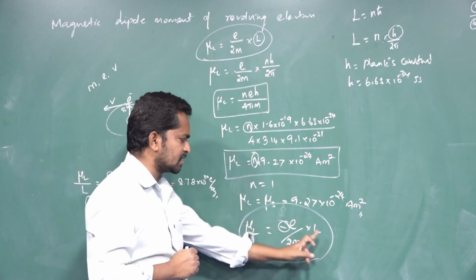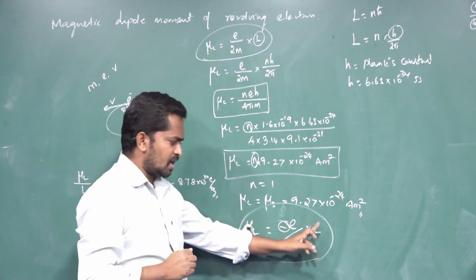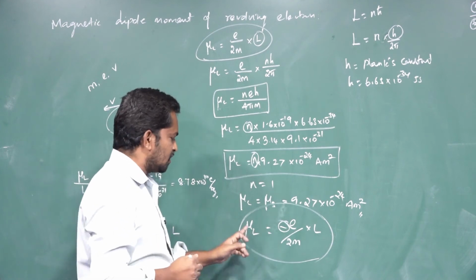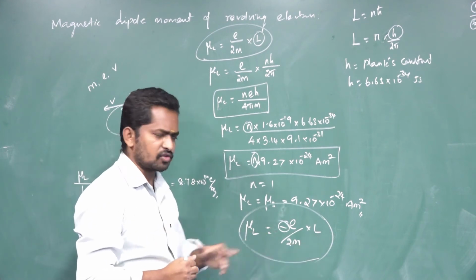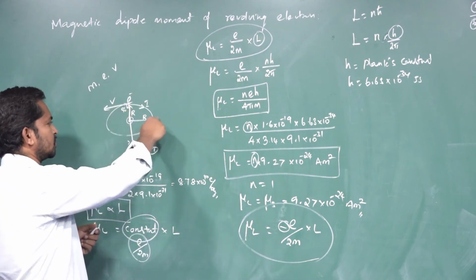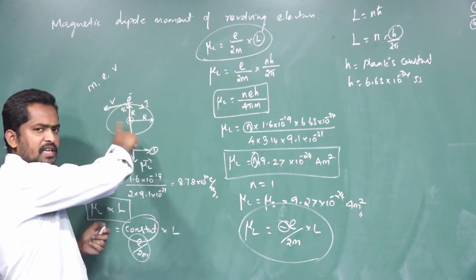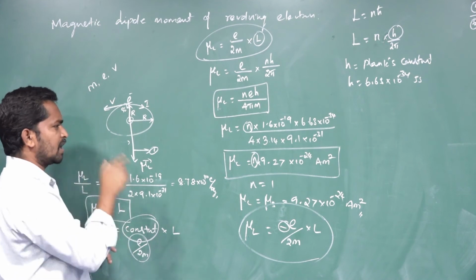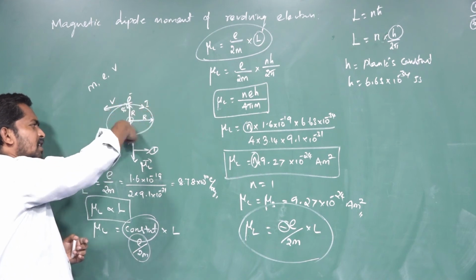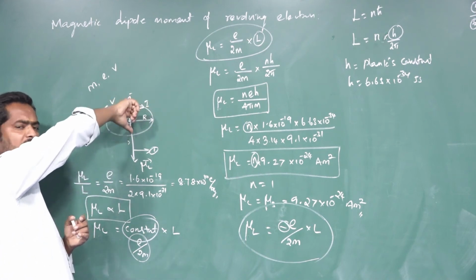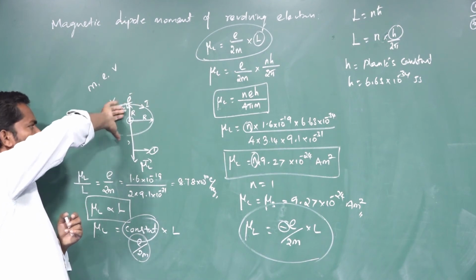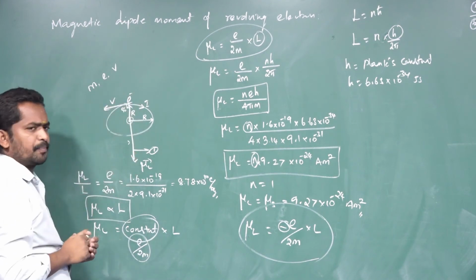Here mu L is the dipole moment and L is the angular momentum. The angular momentum is opposite to the direction of the dipole moment, or the dipole moment is opposite to the direction of the angular momentum. See, this is the flow of charge in a circular path in the anti-clockwise direction. What is the current direction? The current direction is opposite to the direction of flow of charge. So this is the current direction. You know well the thumb rule in a circular coil loop. Consider this a circular coil loop. This is the current direction, and this is mu L.